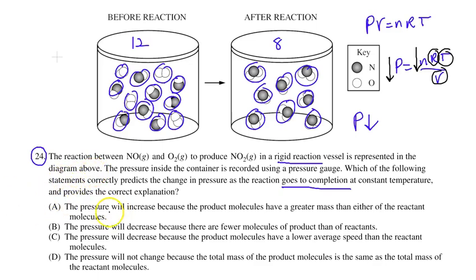So the pressure will decrease because there are fewer molecules than the reactants. In the process of this reaction going forward, no equilibrium, we produced fewer particles hitting the side of the container, less force, less pressure. Okay, 24 is B.